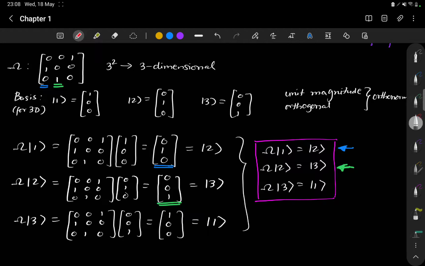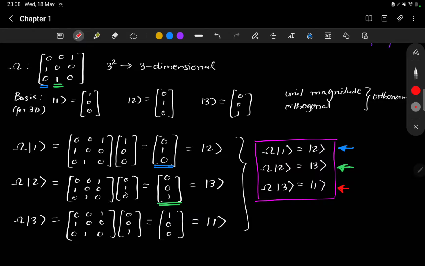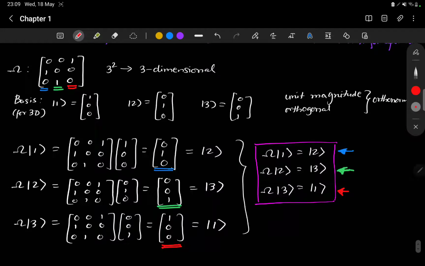Finally, omega acting on the third basis vector takes it into the first basis vector 1 0 0, and this we see here is the third column in the matrix representation for omega. So this solves this question. We have found the action of the linear operator omega by finding how it behaves with the basis vectors of this space.